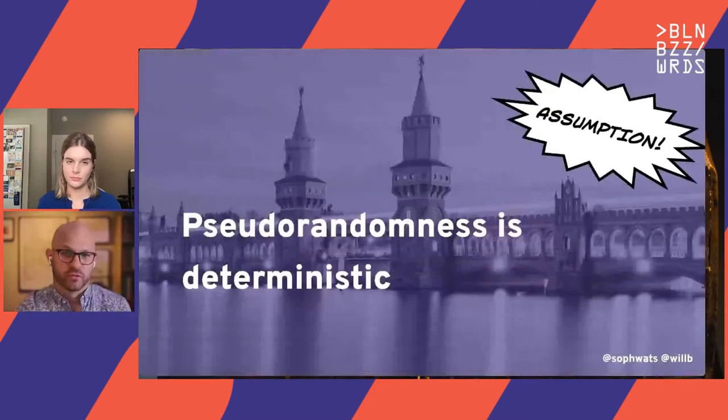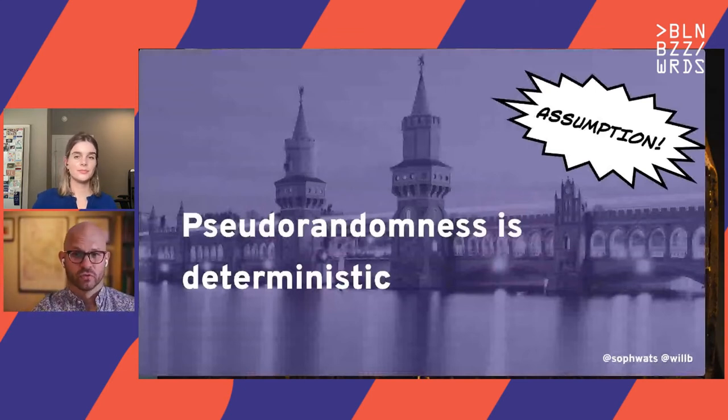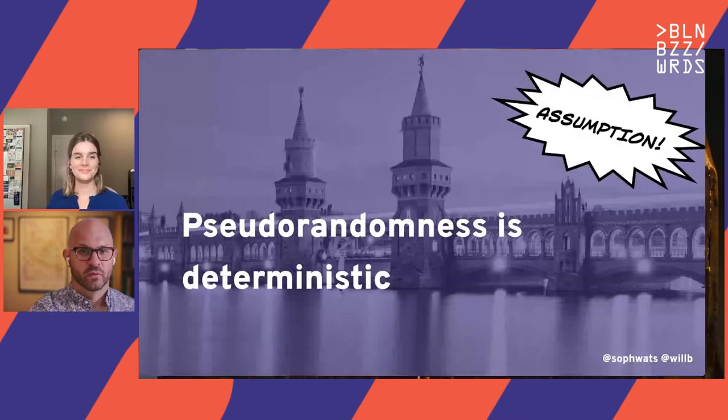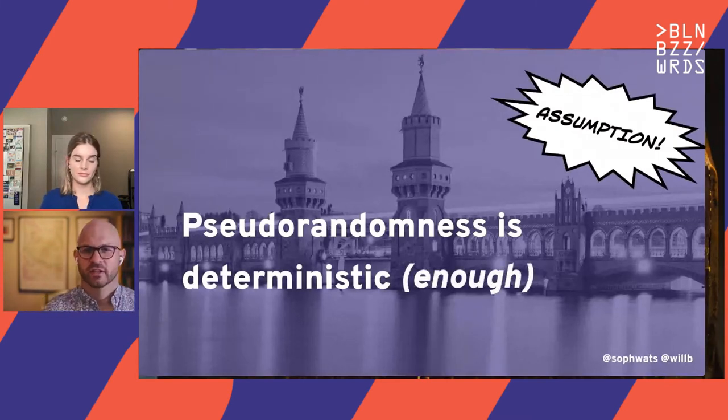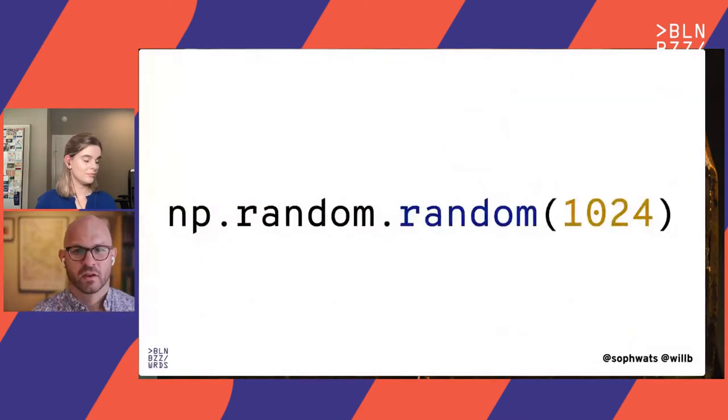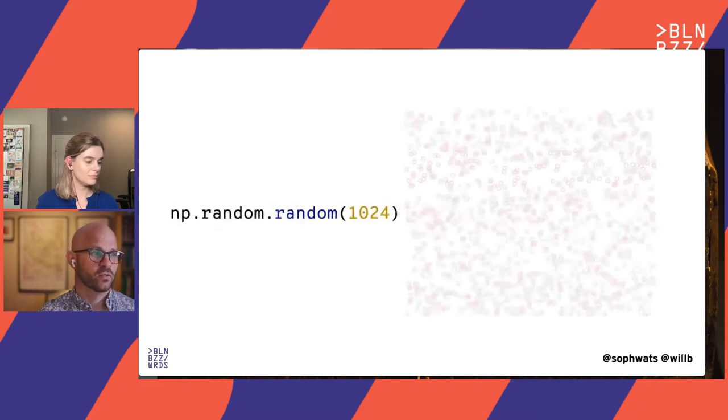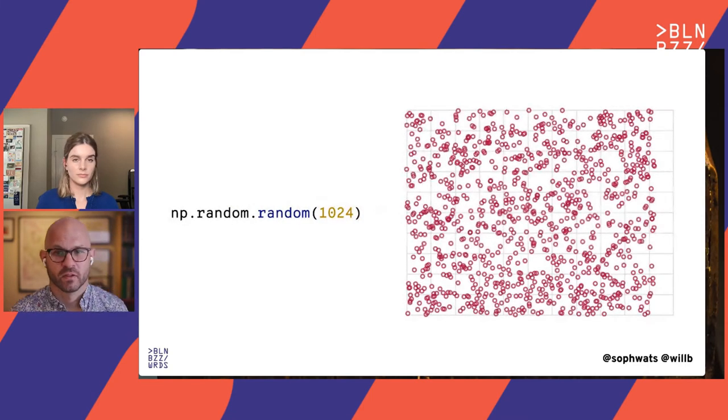Another dangerous assumption we make is that we're using pseudorandom number generators in a way that will support truly reproducible results. Now, we know pseudorandom number generators are deterministic, but are they deterministic enough? When you ask a pseudorandom number generator for some numbers, in this case, when we're asking NumPy for 1,024 uniformly distributed random numbers, you're basically asking it to seek through a stream generated by a function. So if we ask for 1,024 random numbers, we'll get something that looks like this.